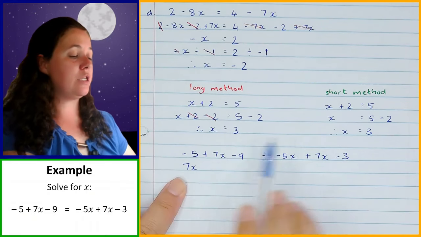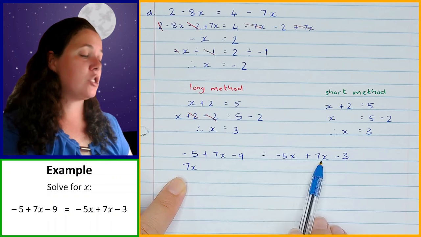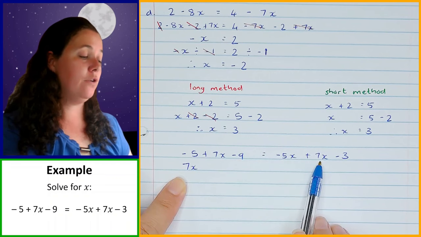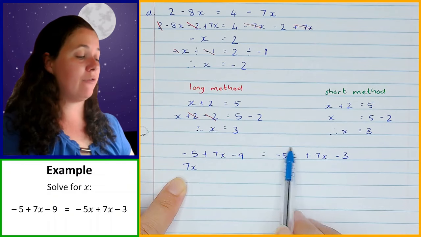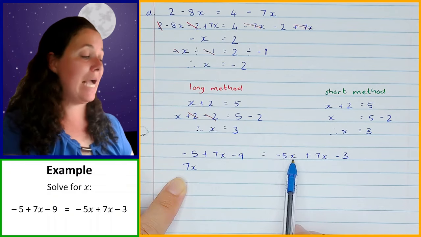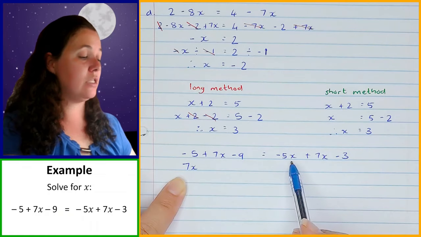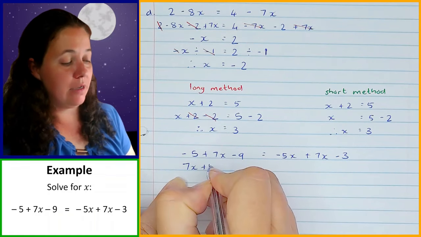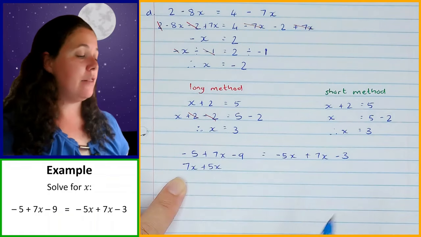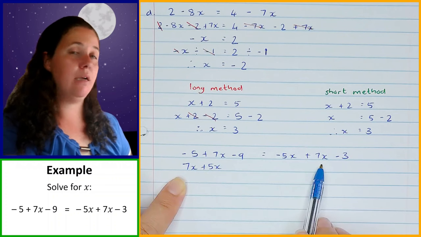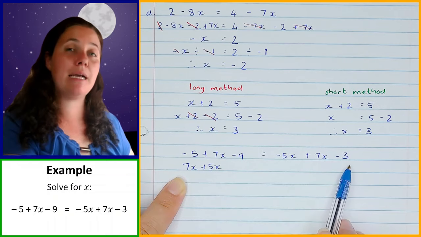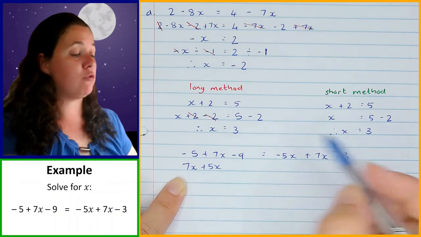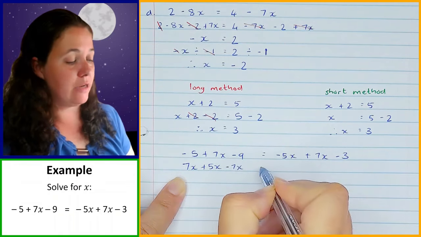Then I'm going to look on this side and I'm going to see what x terms do I have here that I need to get rid of that I'm going to end up with on this side over here. So on this side, I've got negative 5x. I'm going to add 5x to cancel that out, which means that I'm going to add 5x over here. Okay, then I've got 7x over here, positive 7x. To cancel that out, I need to subtract 7x. So I'm going to subtract 7x on this side over here.